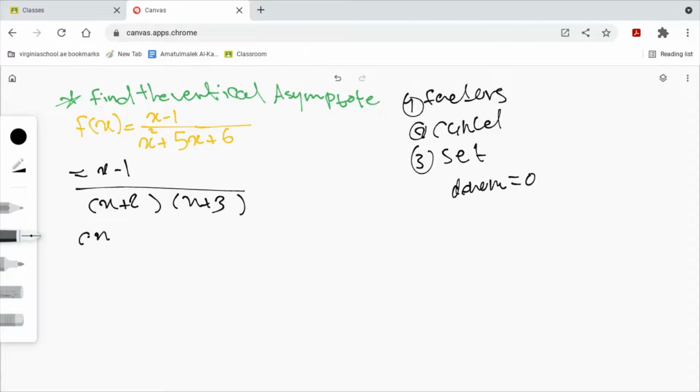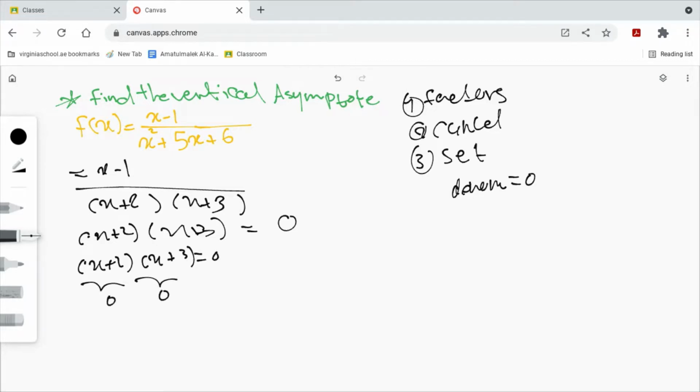So it will be x plus 2 times x plus 3 equals 0. And to solve something like this, you may already know this, but you have to take each factor separately and set each of them equal to 0 individually. So x plus 2 equals 0 and x plus 3 equals 0, and so x equals negative 2 and x equals negative 3.